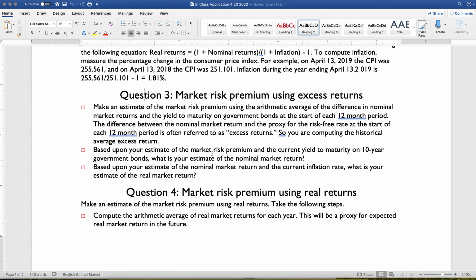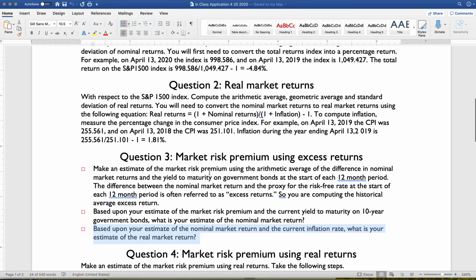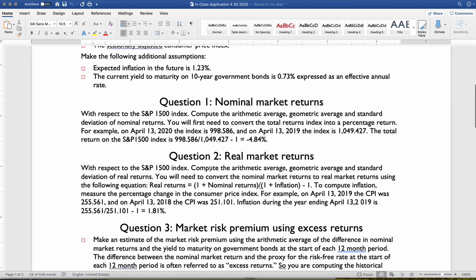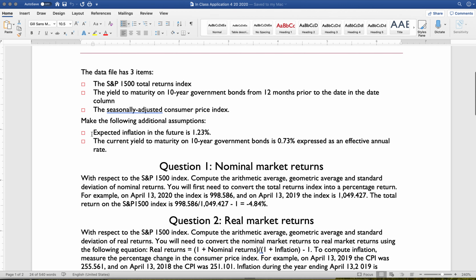Based on your estimate of the market risk premium and the current yield to maturity on 10-year government bonds, what is your estimate of the nominal market return? Based on your estimate of nominal market return, what is your estimate of real market return? Okay, so the first thing is not to freak out. The second thing is we're going to need these two pieces of information.